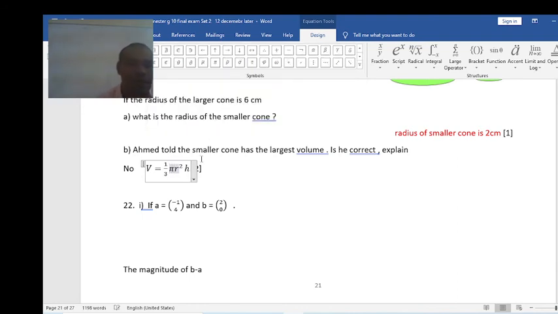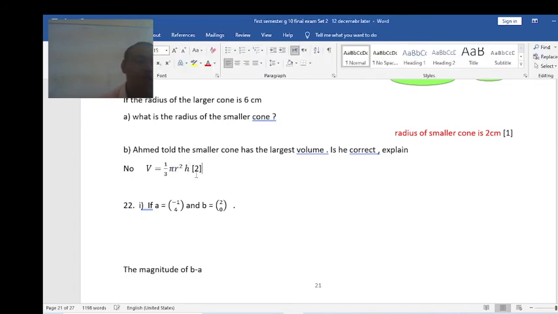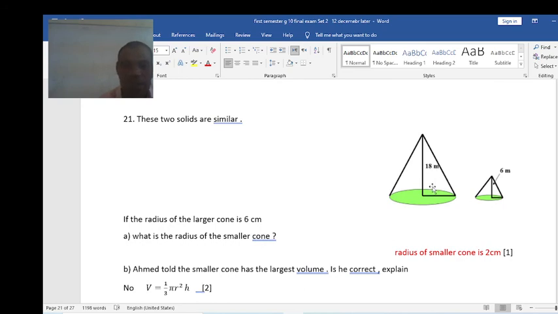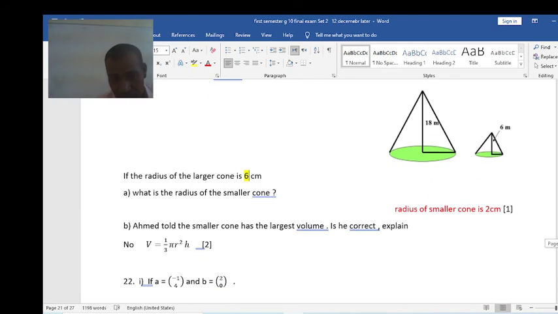Yes, alhamdulillah. So this is the formula of a cone in general. Clear? Now I will just use this one. H is 18, and this is 6 centimeters. For the bigger one, this is 18 centimeters. I will try to calculate it.